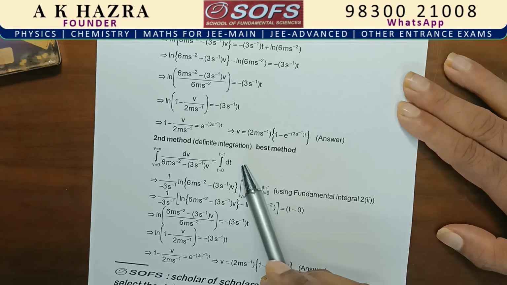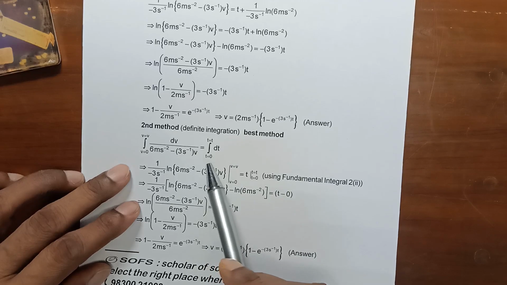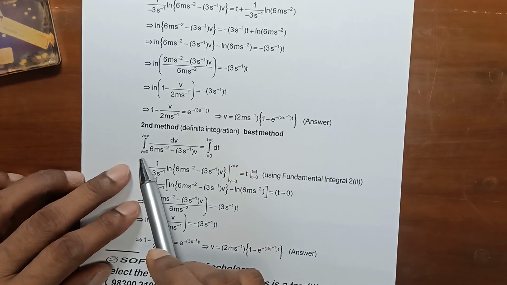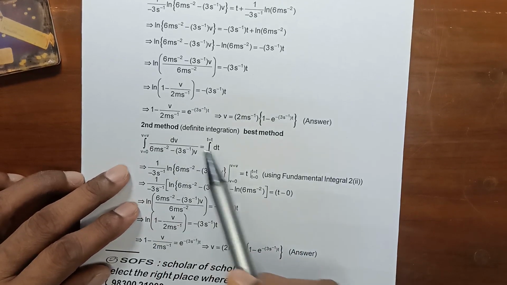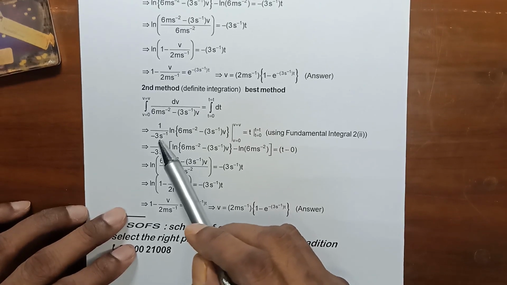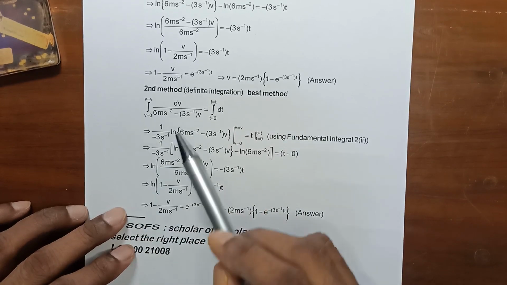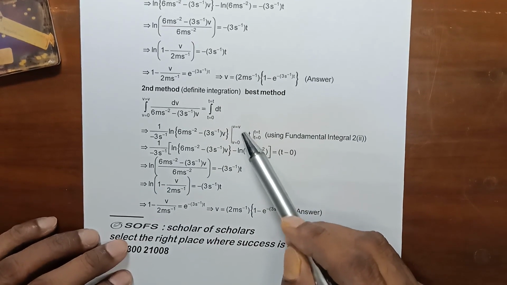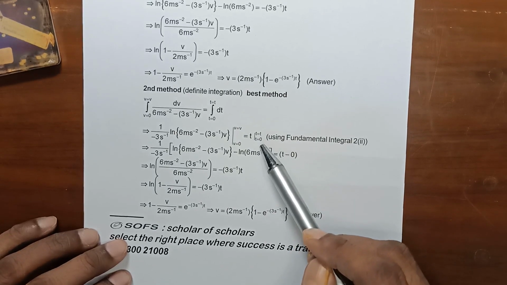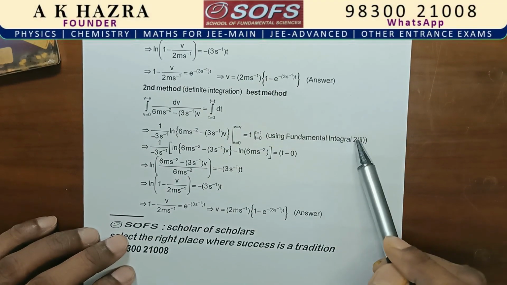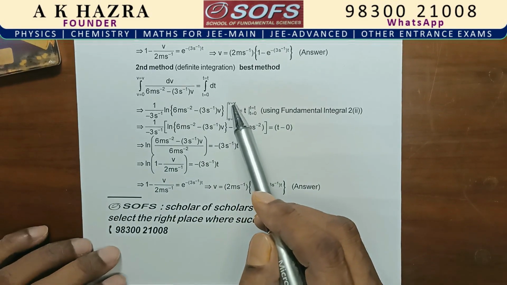Now the second method, definite integration. It is the best method. Again integrating both sides. Initially at t equal to 0, v is equal to 0, given in the problem, and at t equal to t we are going to find v equal to v, that is, the velocity as a function of t. Its result is already given: 1 by minus 3 per second ln of this, a standard result already explained. Now upper limit v, lower limit 0, and the integration of dt is equal to t, upper limit t, lower limit 0, using the fundamental result, upper minus lower.